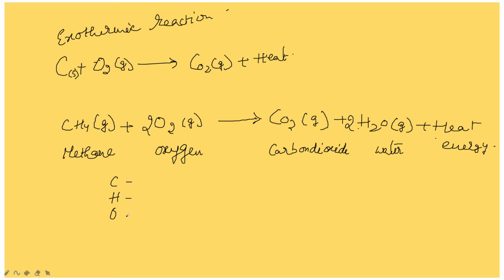You can check what elements are there. C, H, O, right? Here also C, H, O. Check whether both sides are now balanced or not. C 1 is there, here also 1 is there. Next, H4 is there, here also H4 is there. Oxygen, here 4 is there, here also 4 is there. It means it is a balanced equation with complete information also. Understand? So now the burning of natural gas is an exothermic reaction. All the combustion reactions are exothermic reactions.